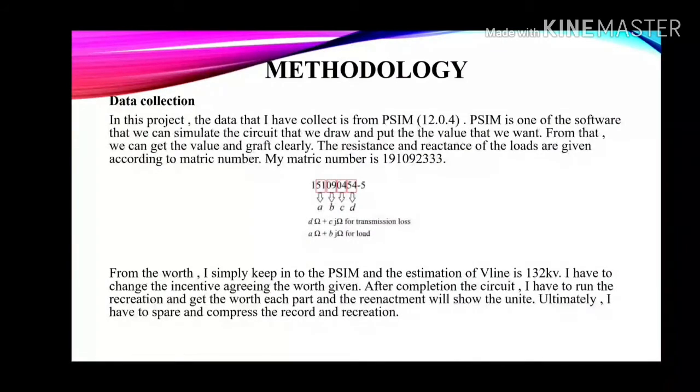As we can see in the picture, for my matrix number, we can get the data for transmission line and for load. From the values, I key them into PSIM and set V line as 132 kilovolt. I have to change the values given after completion of the circuit. I have to run the simulation and get the values for each part, and the reactance will show the unit.